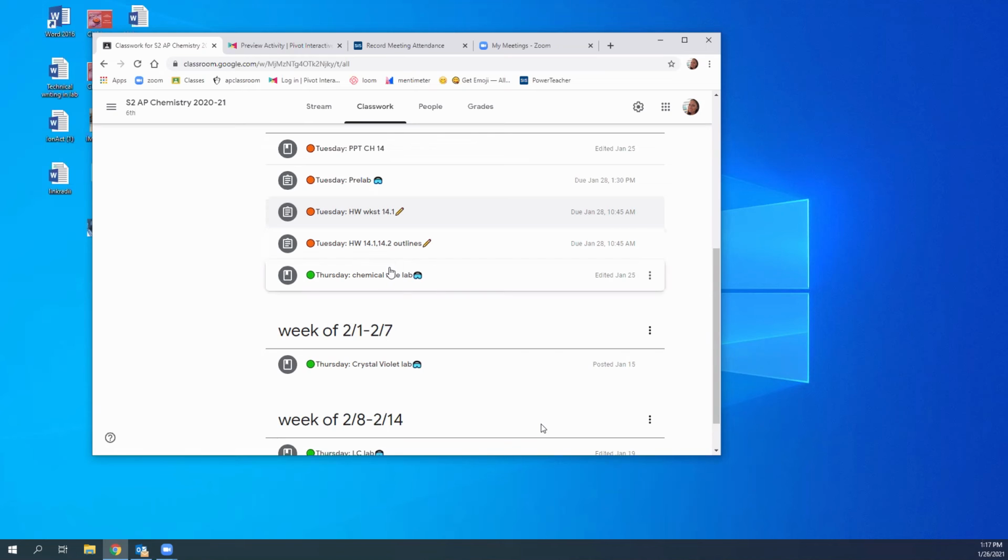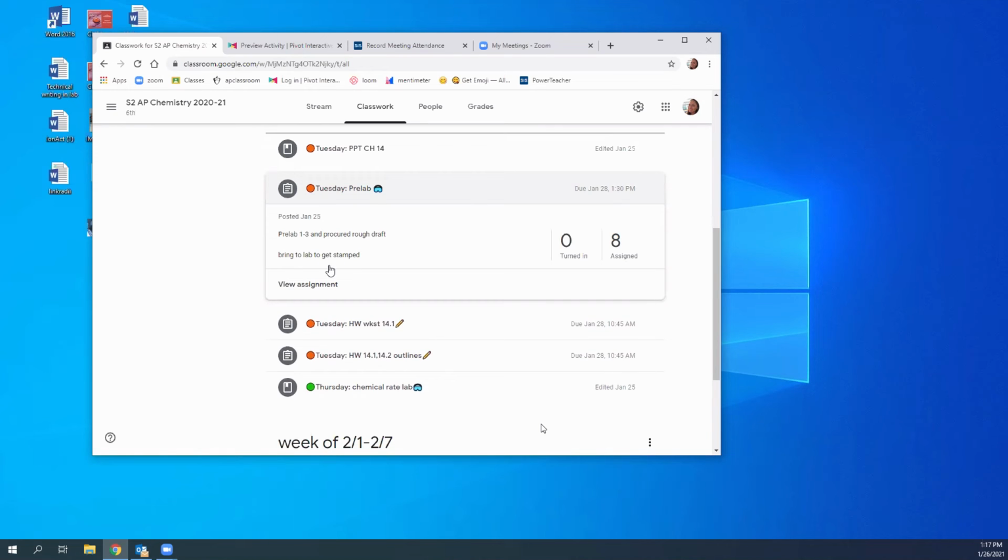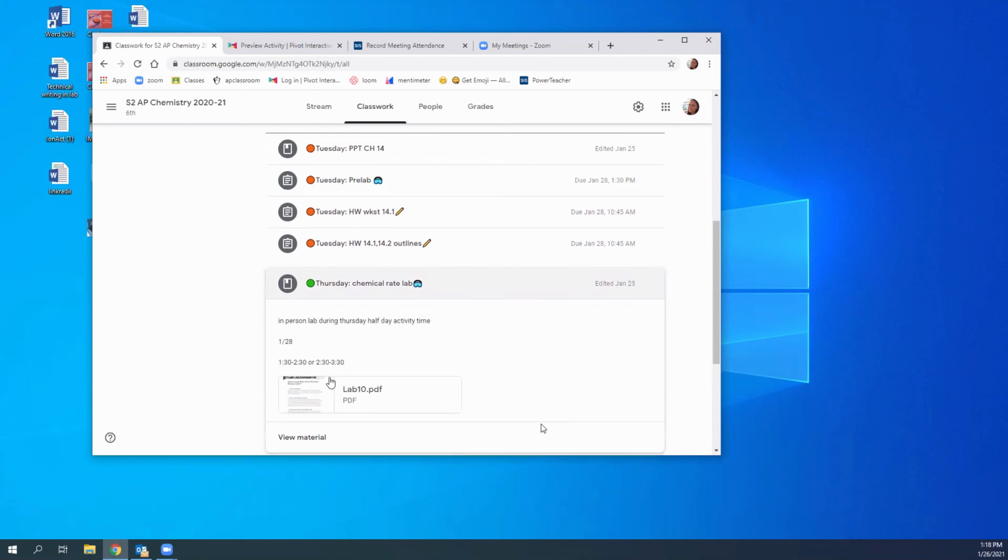And here is our rate law lab. So I put the pre-lab, you're going to bring it to lab to get it stamped, just like old times. And let's talk about what we're doing for this lab.